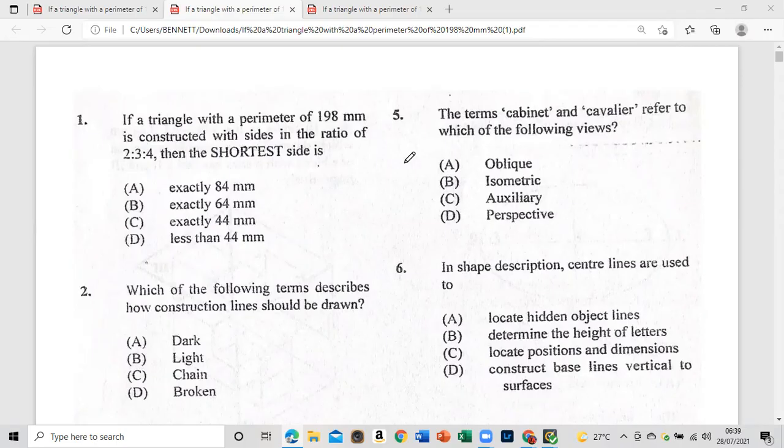So, there's a gentleman that asked for this TD paper. I've been working on it. The teacher has been working on it rather, and she finally brought it.